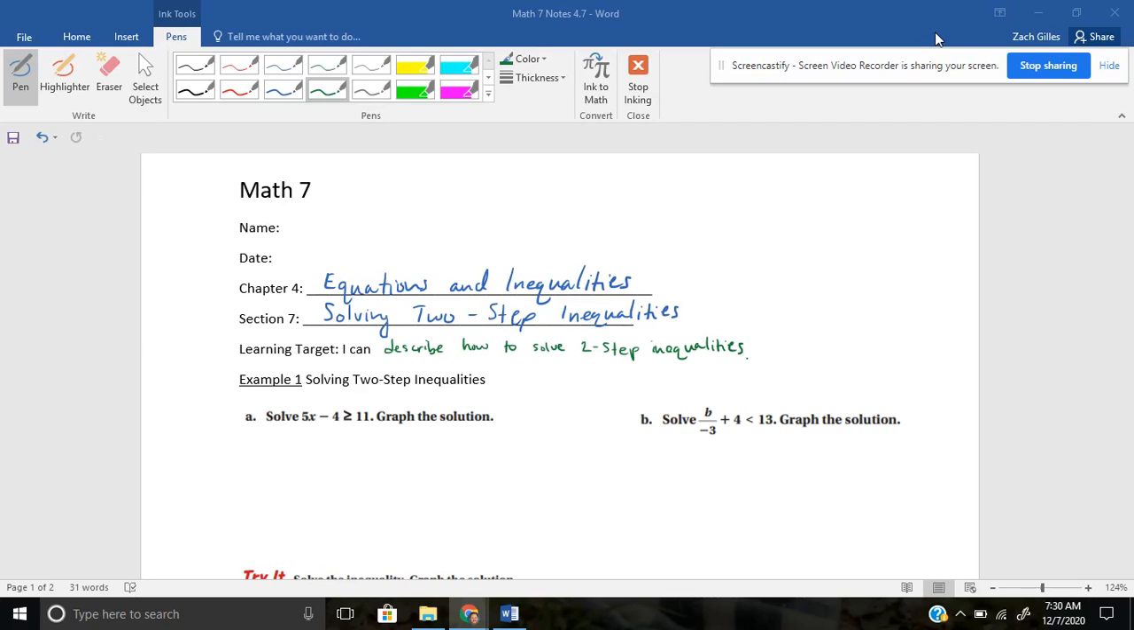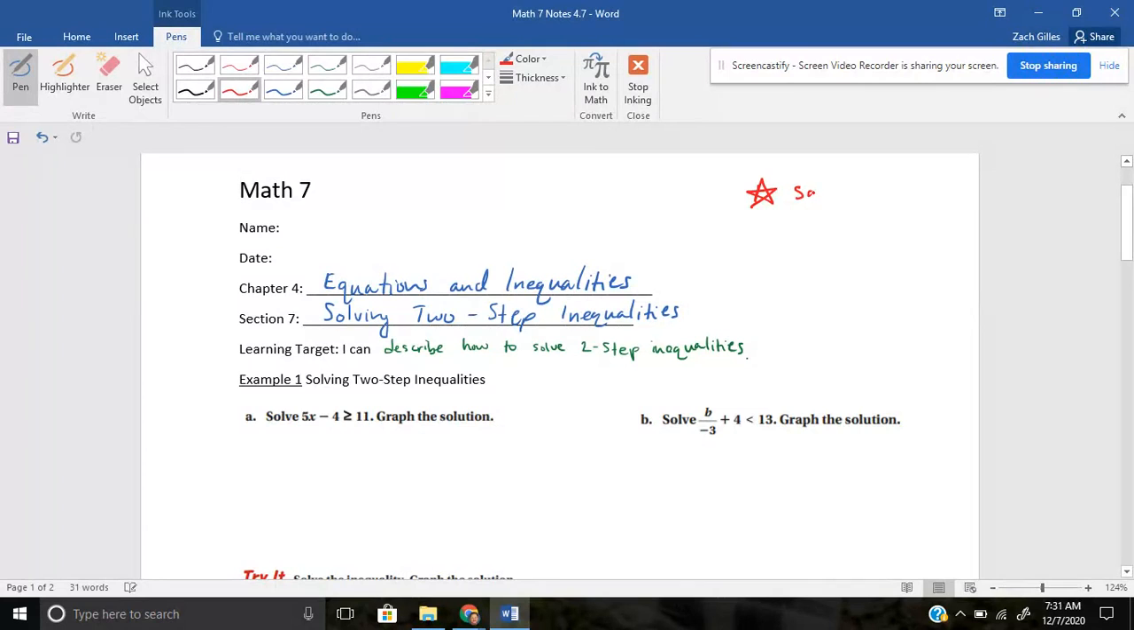Good morning, 7th graders. Today we're going to learn how to solve two-step inequalities. For our learning target today, I can describe how to solve two-step inequalities. Quick explanation and just a reminder here for you.